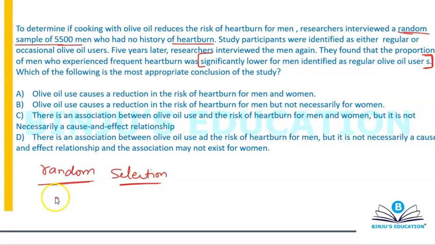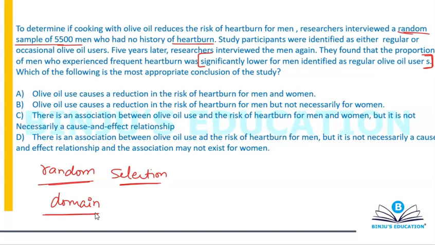Second thing is we need to stick to our domain. If the question is talking about men, we'll ensure that we stick to the men. We will not extrapolate our conclusions for women also. That would be incorrect on our part. So we'll stick to the men, because the entire question is only talking about men, and the random sample consists of 5500 men. It does not consist of any woman as far as the question is concerned.